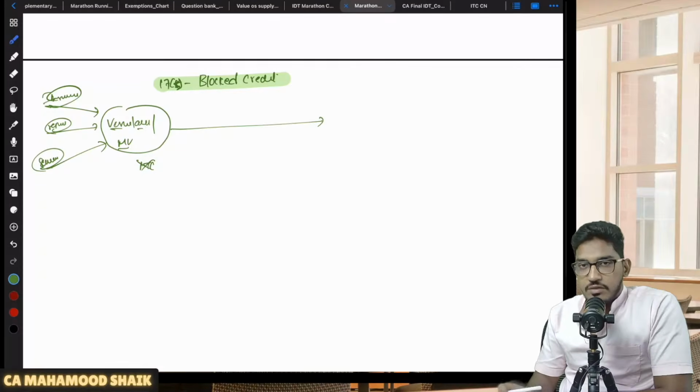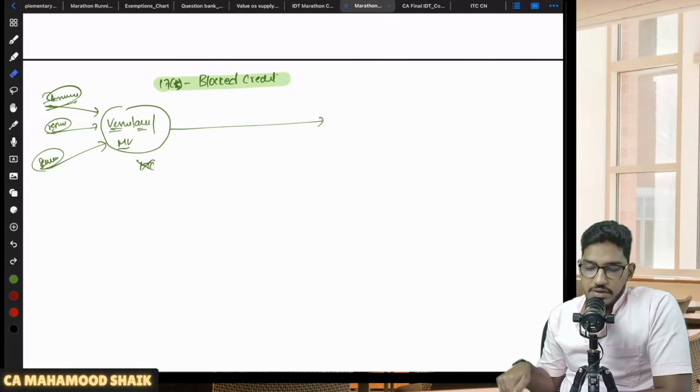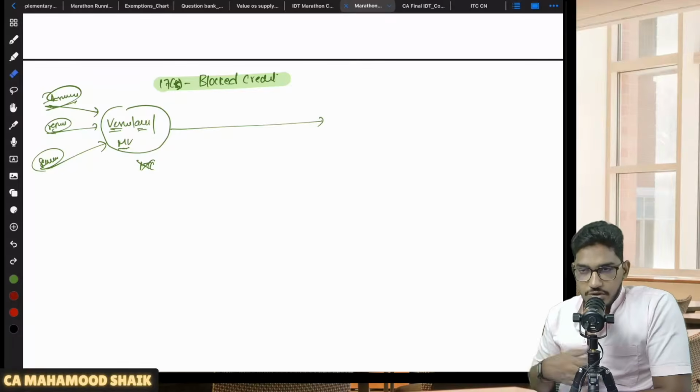So one simple logic: if you are ineligible to take the ITC on a motor vehicle, vessel or aircraft, even on its general insurance, repairs and maintenance, or servicing, whatever ITC you have paid, you can't avail it. Simple thing. In case you are eligible to take ITC on a motor vehicle, vessel and aircraft, you can take ITC even on its general insurance, repairs and maintenance, and servicing cost. That's the thumb rule.